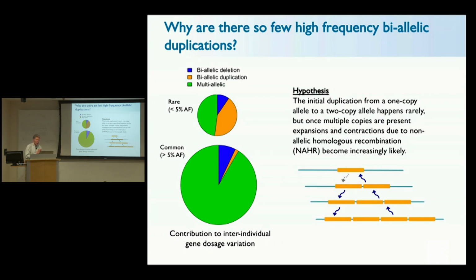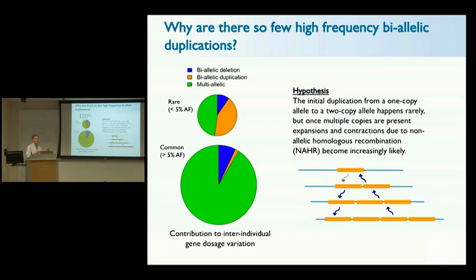And one hypothesis for why this happens is that we think that perhaps the event that creates this duplication in the first place, where some segment of the genome, we get a second copy of it, is a relatively rare event. But once it happens, it is then easier for incorrect crossover during meiosis to revert that duplication back to a single copy state. Or if the duplicated allele begins to rise in frequency in the population, it will encounter itself.